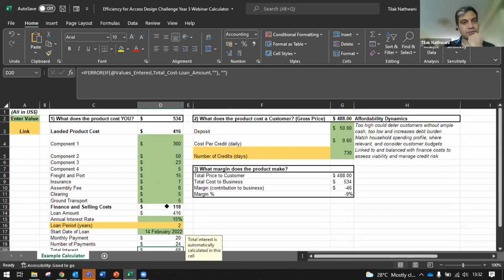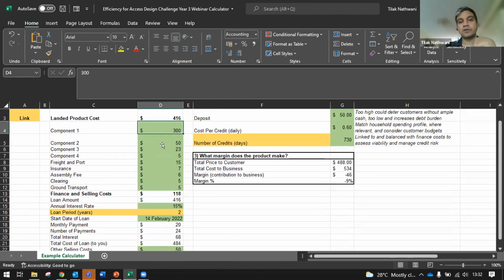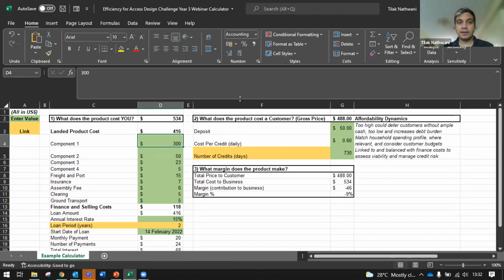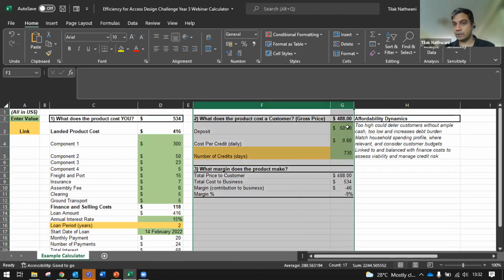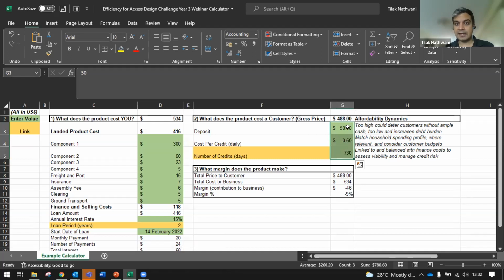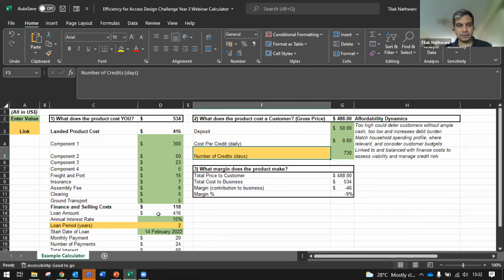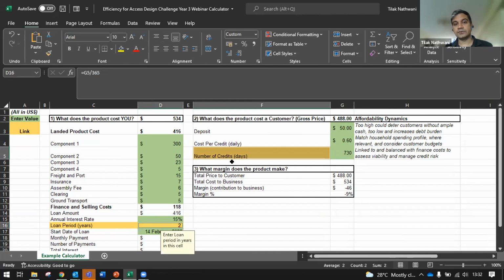But here, what I'm trying to show is there is a delicate balance between what you spend in terms of production, what it costs you to finance or implement the pay-as-you-go model, and then what the customer pays through their pay-as-you-go pricing plan. And over here to the right, I've broken down those three elements of the pay-as-you-go pricing plan, which is the initial deposit, the cost per credit, and then the number of credits or the length of the payment plan in terms of days.